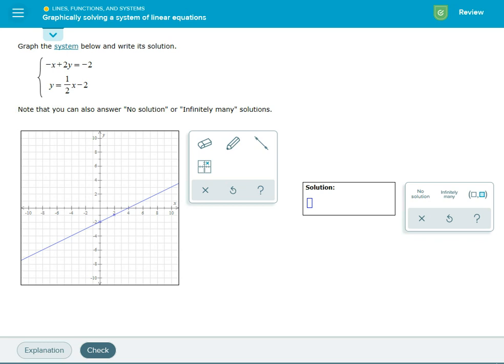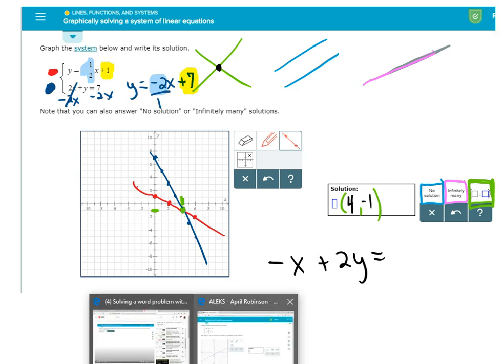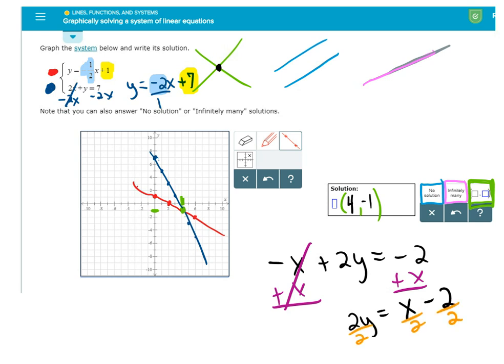Now the top equation, unfortunately, is not in slope-intercept form. It's -x plus 2y equals -2. I'm going to come back here. It was -x plus 2y. Boy, I can't even remember. What was it? Equals -2. Okay, equals -2. I am going to add the x over. Cancels there. That's going to give me 2y is equal to, I'll put the positive x first and the -2 after it. And then I'm going to divide everybody by 2.